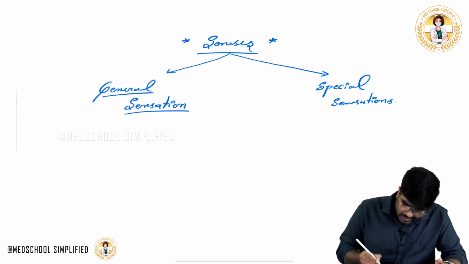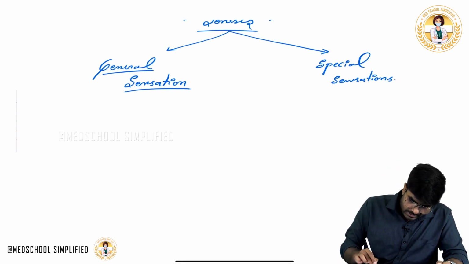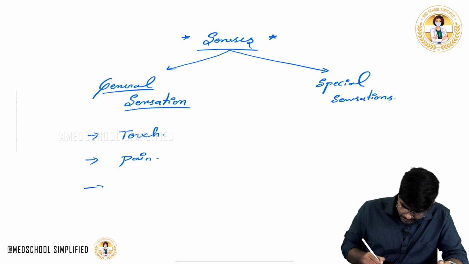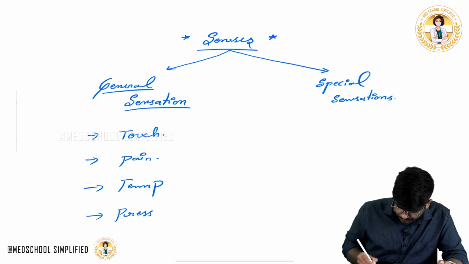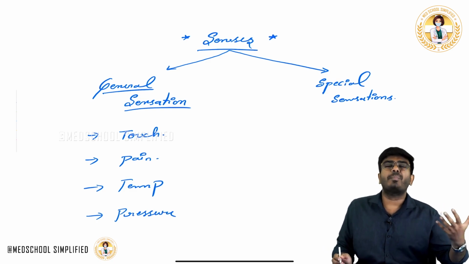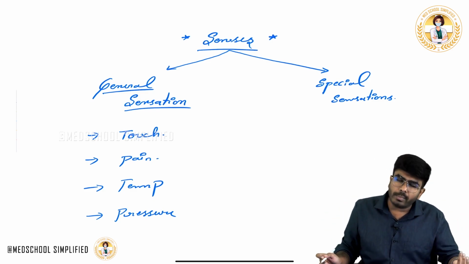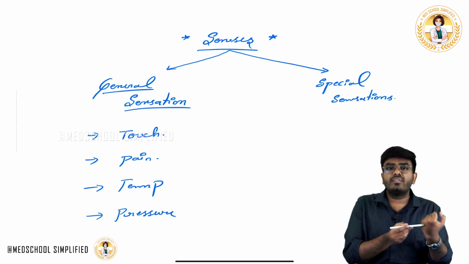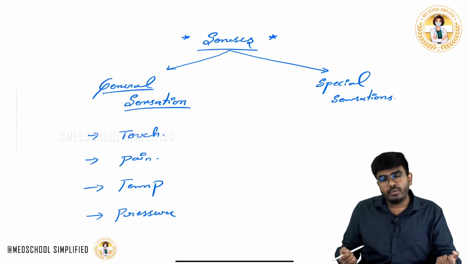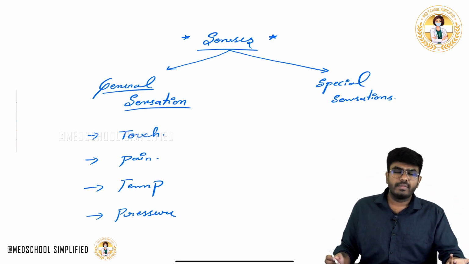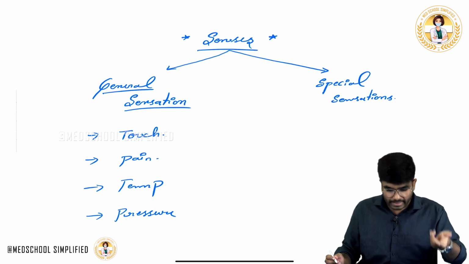Now, what are general sensations and why are they called general sensations? General sensations include touch, pain, temperature, pressure. These are the primitive sensations which can be elicited from any part of the body. You can feel touch here, you can feel touch on your tongue, on your feet, on your back. Touch can be elicited from any part of the body. There is nothing special about touch.